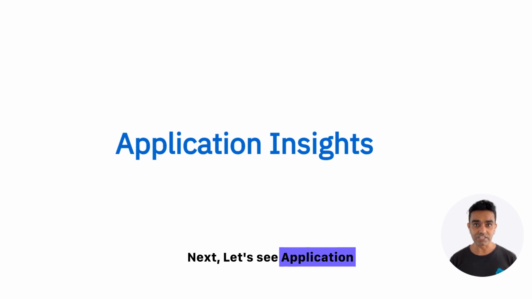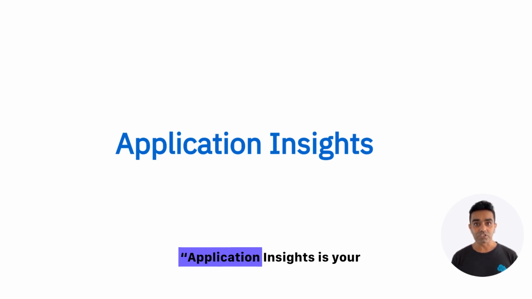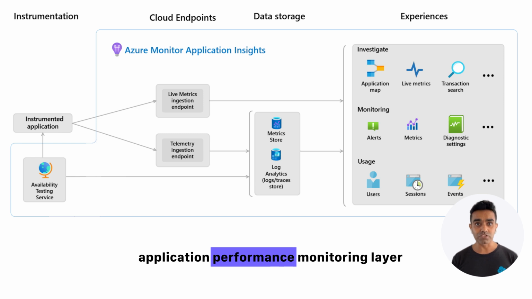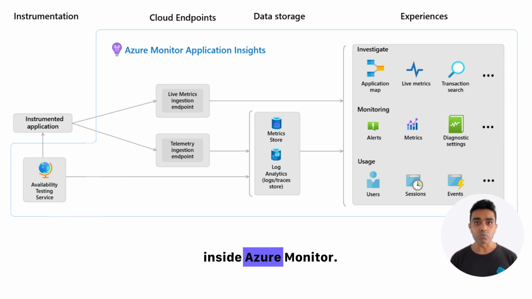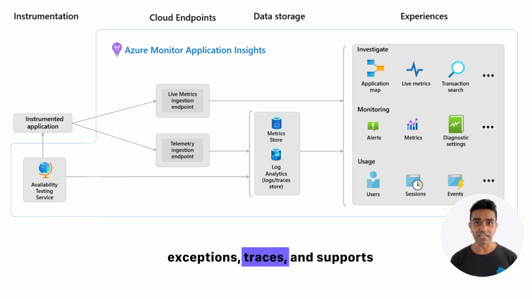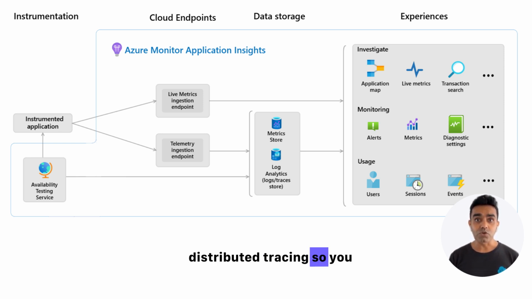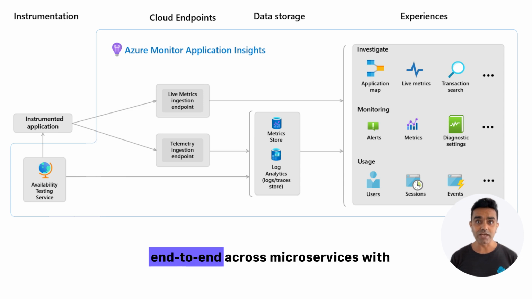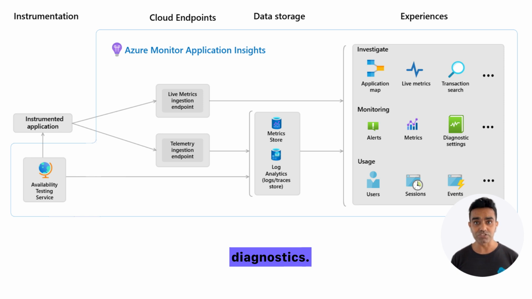Next, let's see Application Insights. Application Insights is your application performance monitoring layer inside Azure Monitor. It collects requests, dependencies, exceptions, traces, and supports distributed tracing, so you can follow a transaction end-to-end across microservices with application map and transaction diagnostics.